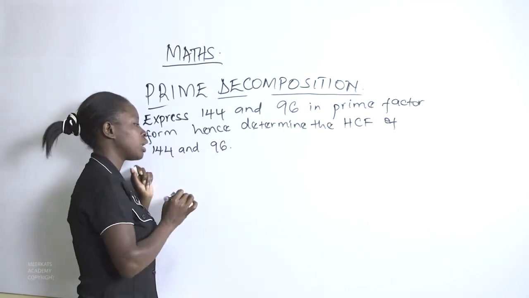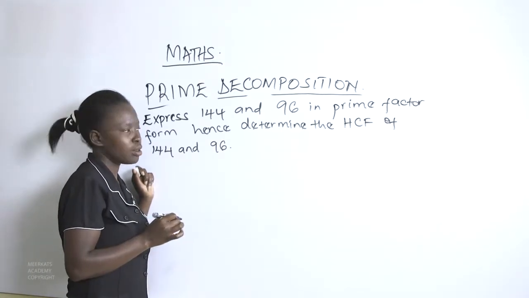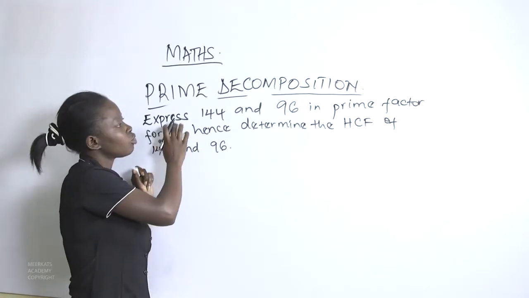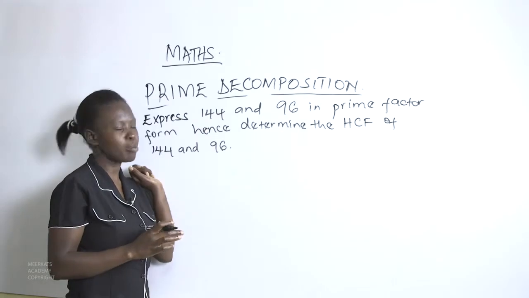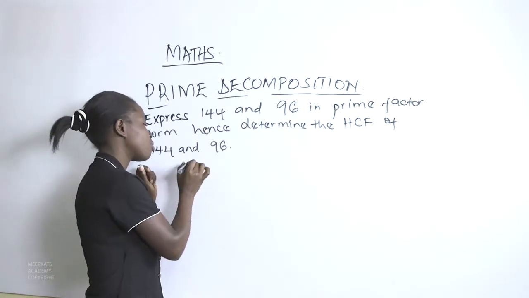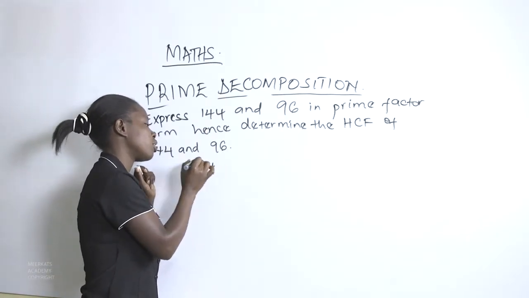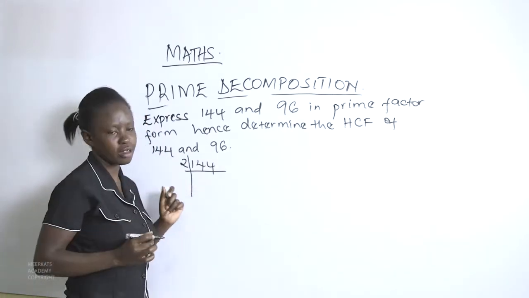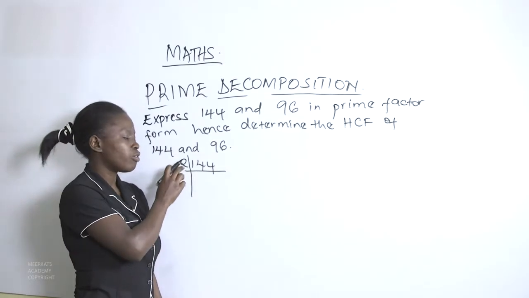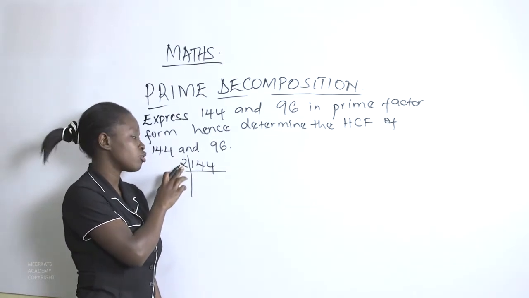So we are having 144 and 96. We are told to express 144 and 96 in prime factor form. So it means I get the prime factors of 144 using whichever method. So if I'm having the prime factors of 144, the first prime factor we have is 2.